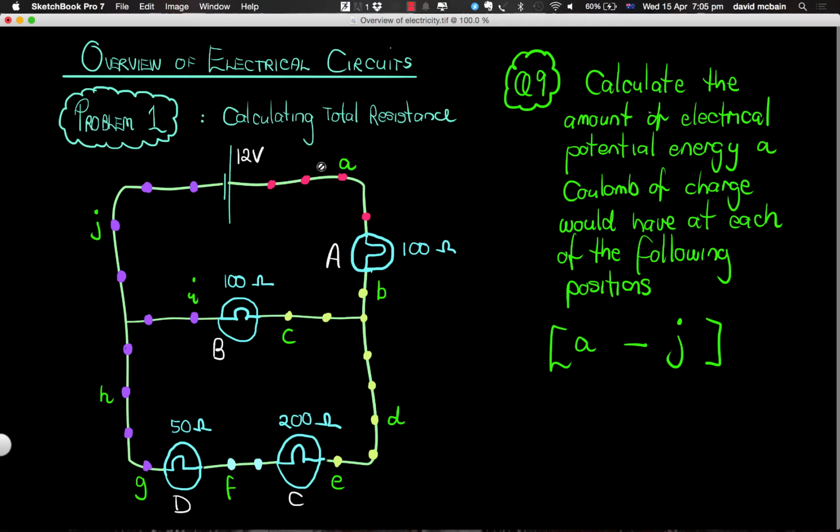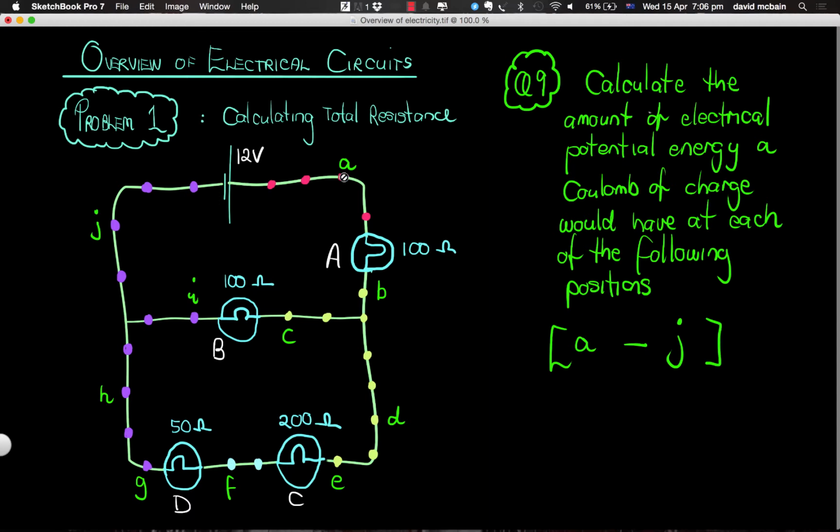For question 9, you'll notice I've now drawn a whole lot of dots around the circuit, and I've labelled them different colours. And I've also indicated a couple of key points. So here's position A, position B, C, D, E, and so on. Now, using the idea that we discussed in class about the idea that as current flows around a circuit, particularly when it flows through a resistor, it loses electrical potential energy. What I want you to do is to calculate how much electrical potential energy each coulomb of charge has when it's at each of these positions.